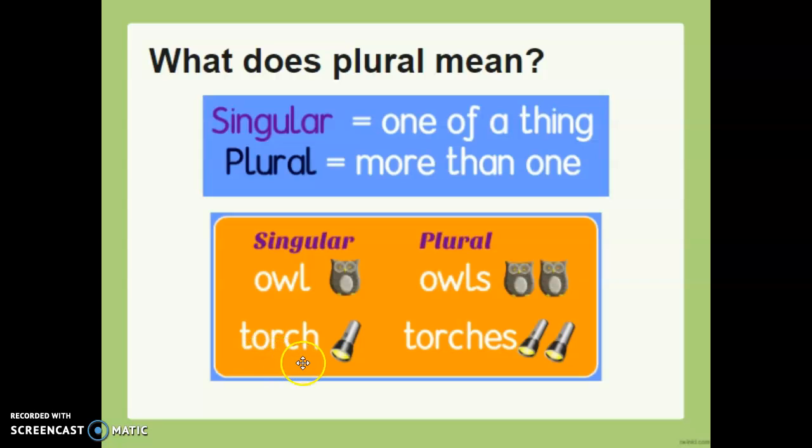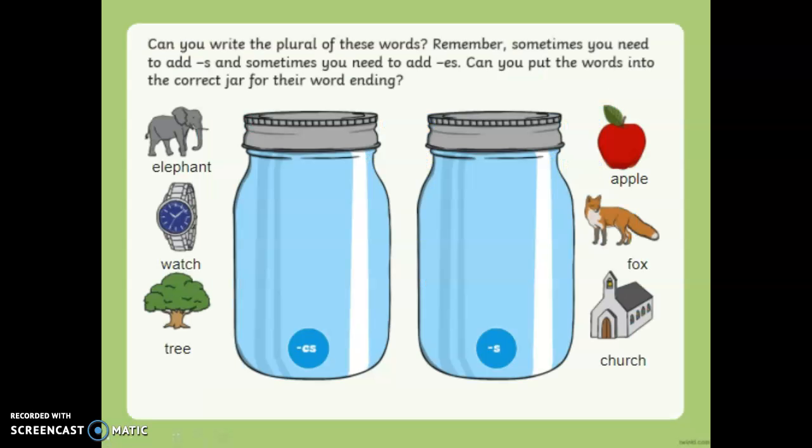On the singular side, there's one torch. But on the plural side, can you see this time there are two torches, and to make it plural we need to add ES, okay? So that's what plural means when it's more than one. I've got an activity for you to do now.